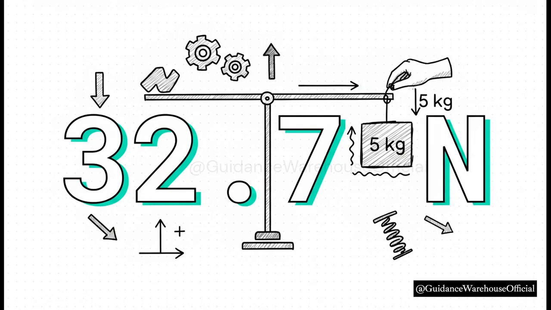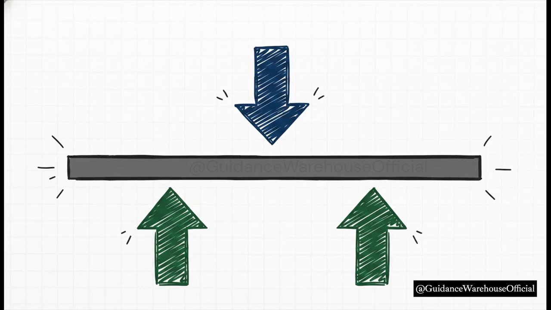Run the numbers on the right side, 0.600 times 5 kilograms times 9.8 meters per second squared, and then divide that by our 0.900 meter lever arm. Bam, the force of the right hand is 32.7 newtons. Now for the left hand.